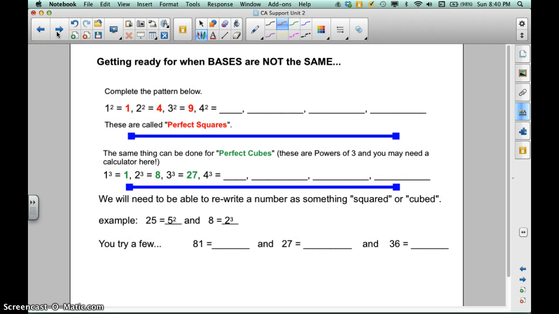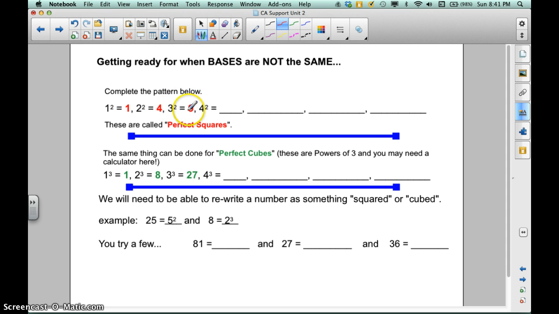So tomorrow you're going to be doing some equations where the bases aren't the same. And to be able to work with those equations, there are some things that we need to review and make sure are familiar to you. So I'd like you to take a look at the pattern below. 1 squared, that's 1. 2 squared, or 2 to the power of 2, is 4, because it means 2 times 2. 3 squared doesn't mean 3 times 2, remember. The exponent tells you how many times to multiply the base by itself. So this means 3 times 3, which is 9.